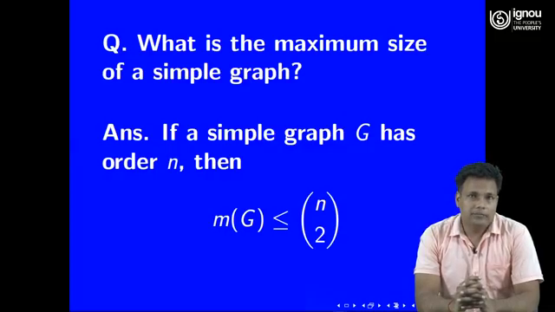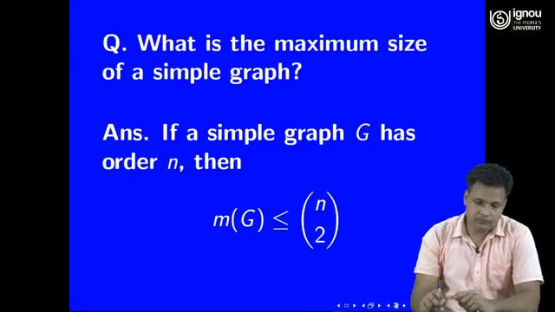So in a simple graph, you can see that for any pair of vertices, there is at most one edge between them. And since there are n choose 2 pairs, the number of edges in the graph is at most n choose 2. That is, n choose 2 is the maximum size of a simple graph having n vertices.